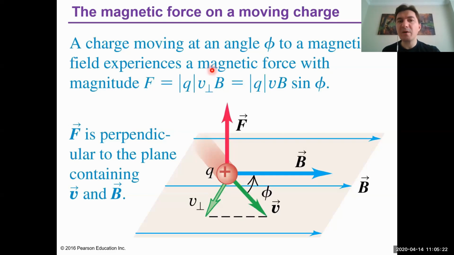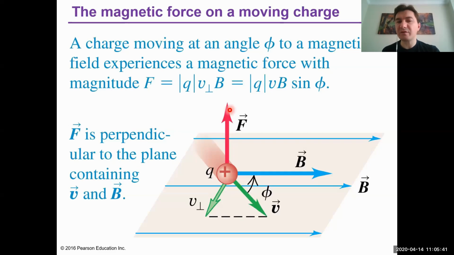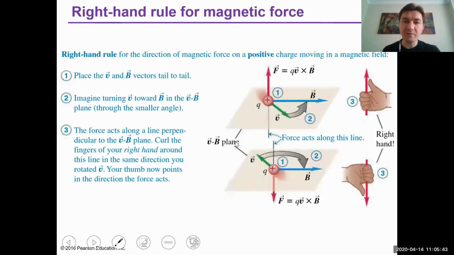So what about the perpendicular component of the velocity? We can write it like this: v times sin phi. V times sin phi will give us that perpendicular component. Then the force can be written like this. And what about the direction of the force? Here we have drawn like this, but how to get this one?